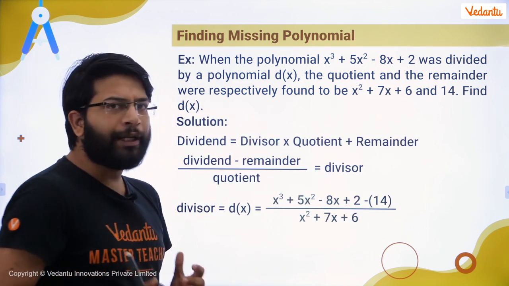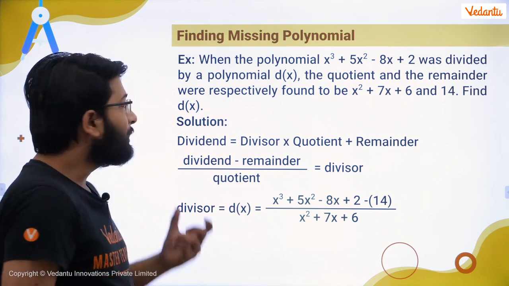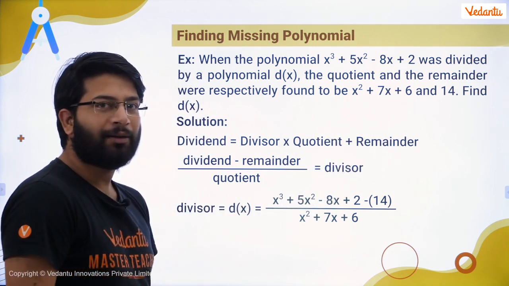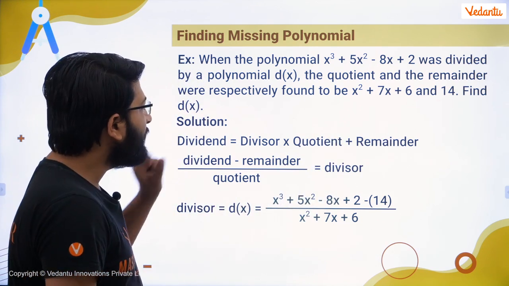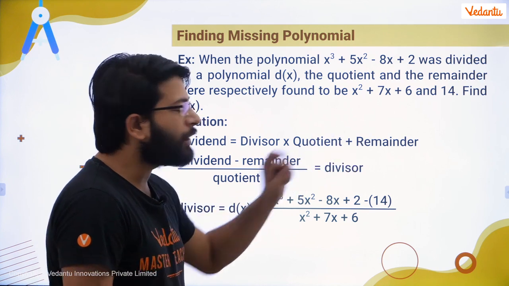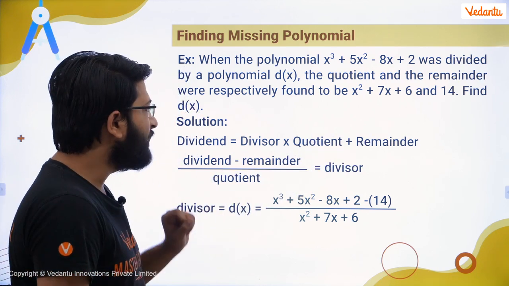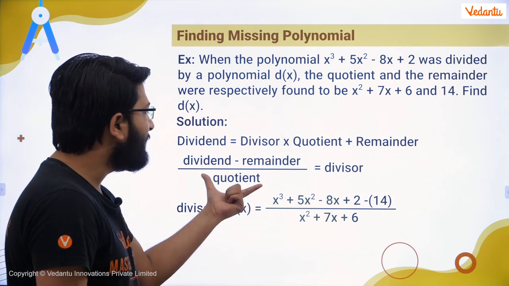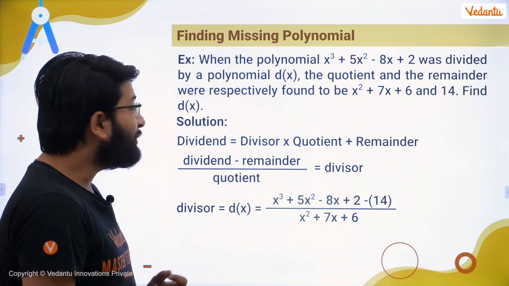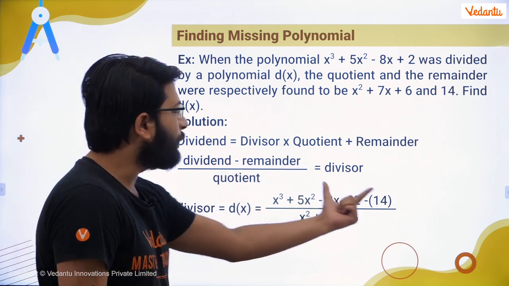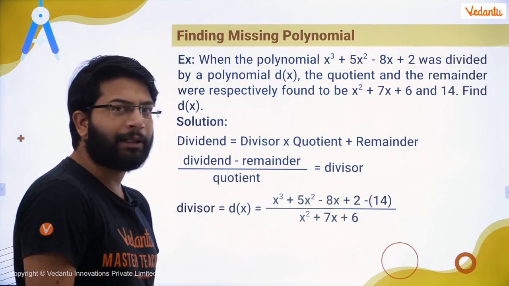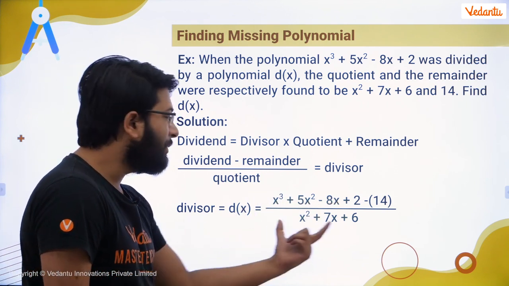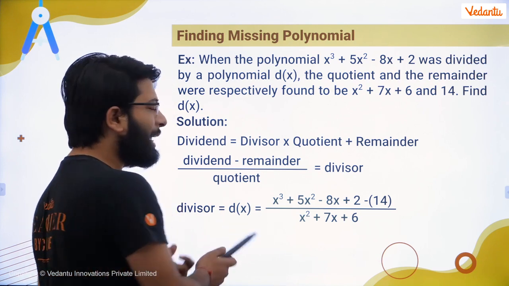As we already know with the help of Euclid's division lemma, the dividend can be written as divisor into quotient plus remainder. We know the dividend, the quotient and the remainder. We only have to find the divisor. So the divisor can be written as dividend minus remainder, divided by quotient. The dividend is given, minus remainder, upon quotient. 2 minus 14 is minus 12. Ultimately, I have to divide this cubic polynomial by a quadratic polynomial, and I will get my divisor.